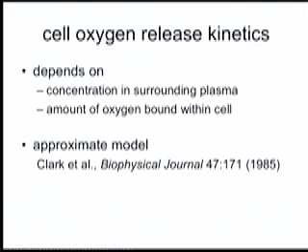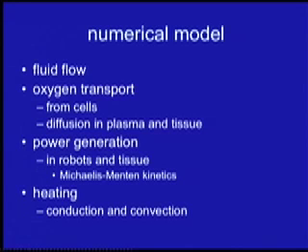Fortunately, people have looked at this issue, and for the numerical model I'm going to be showing you, we can just go back and make use of some numerical models of how oxygen is released from blood cells as a function of the concentration in the surrounding blood. So the numerical model I'm going to be describing takes into account low Reynolds number fluid flow in the small vessels, oxygen transport from the cells, diffusion in the plasma and tissue, and then looks at power generation both in the robots and the surrounding tissue.